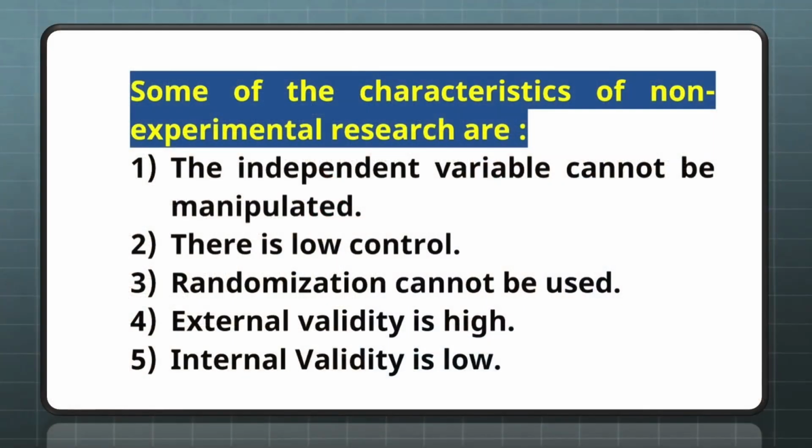Number two, there is low control. As I told you, what do we control? We control the extraneous variable. If we don't control the extraneous variable, it will have its effect on the dependent variable. Now, what is the purpose of the research? Why do we do the research? We want to study the causal relationship between the independent and the dependent variable: how manipulation, increasing or decreasing the independent variable, will affect the behavior which we are studying in our research.